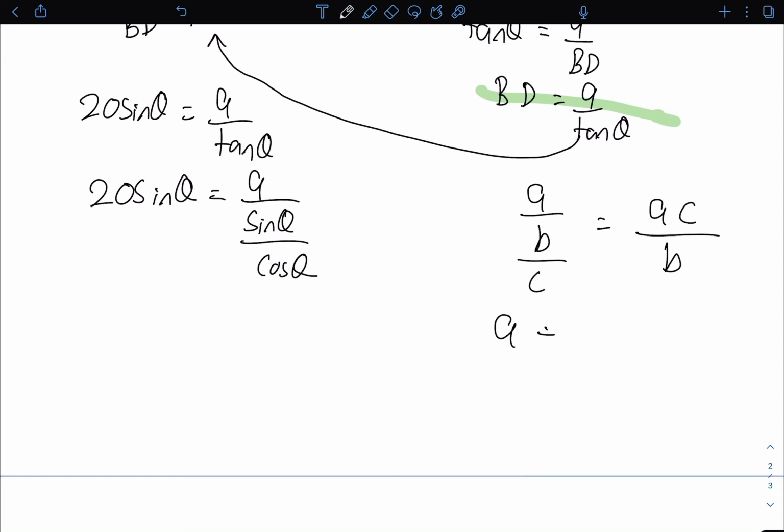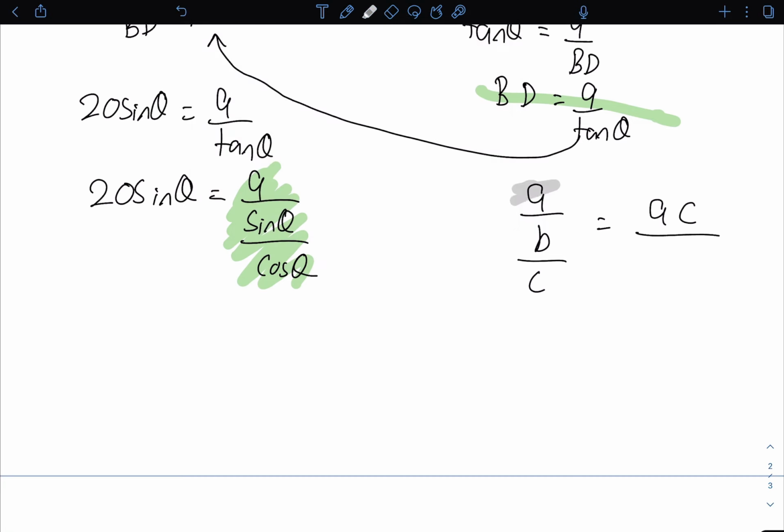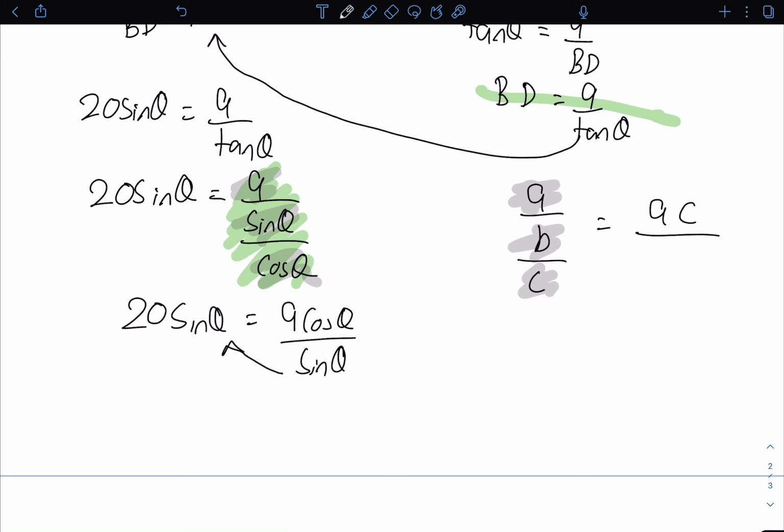I want you to look back at this monstrosity that we wrote over here, 9 over sine theta over cos theta. What's A? 9. What's B? Sine theta. What's C? Cos theta. So you can rewrite that as AC over B, 9 cos theta over sine theta. And let's move it over there. And voila, that's our answer.